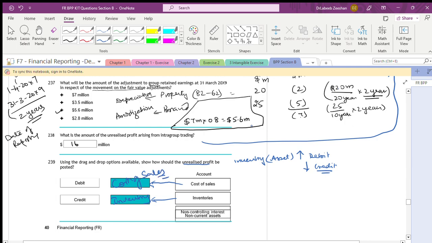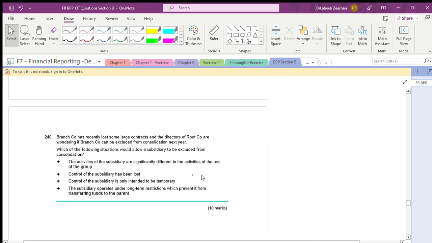We are doing the adjustments in the cost of sales as well. This is with respect to, see, debits and credits are very important. If you are good in debits and credits, it's a walkthrough. It's a piece of cake, as simple as that.